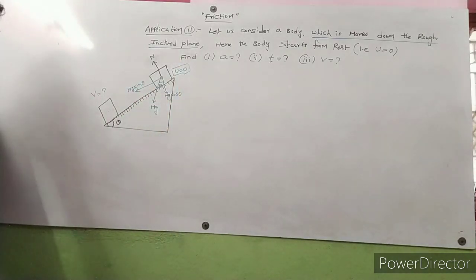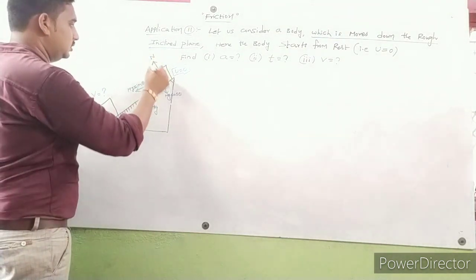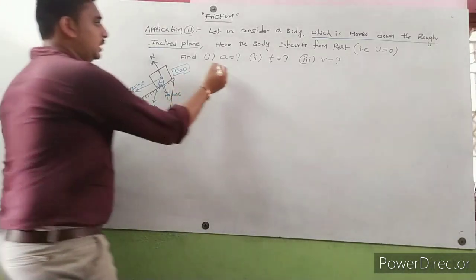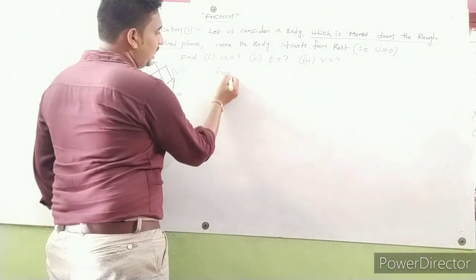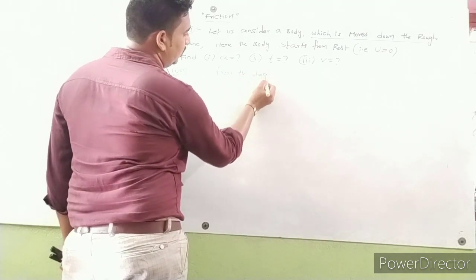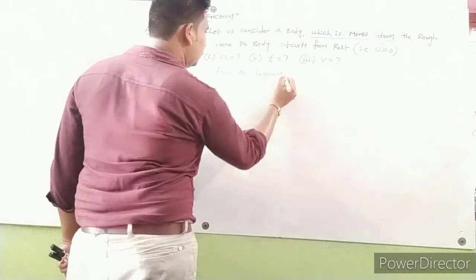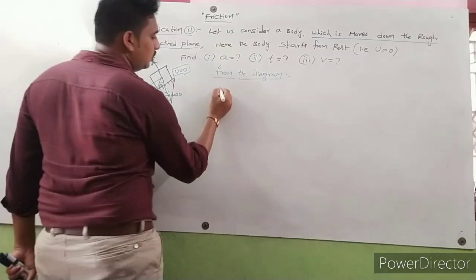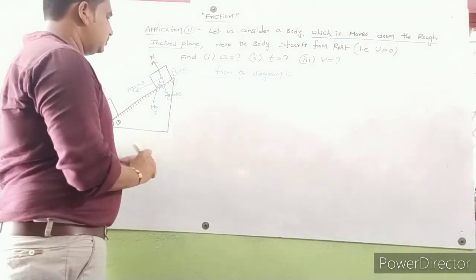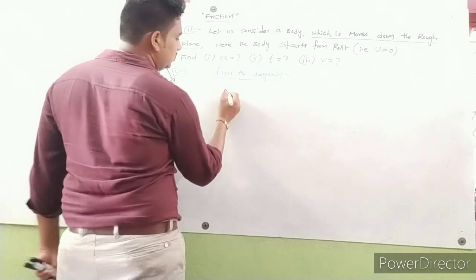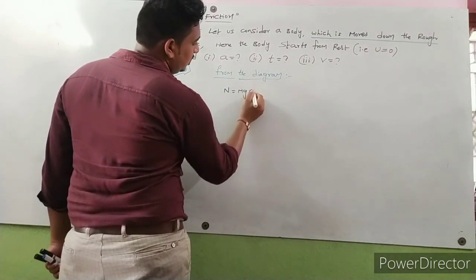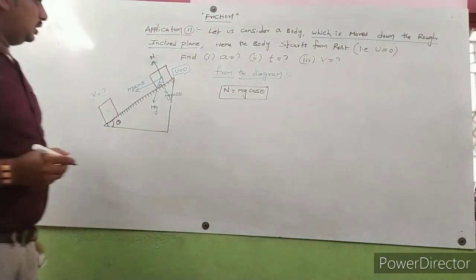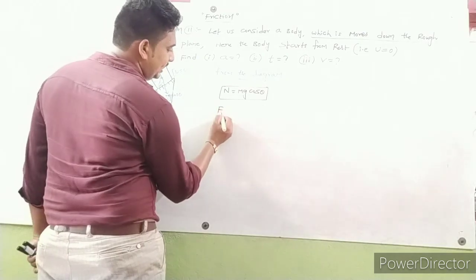Now the upward force is also equal to N. So from the diagram, N is equal to mg cos theta.